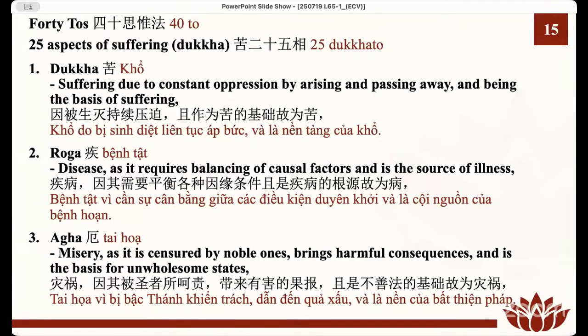Another one is agha. Misery, as it is condemned by noble ones, brings harmful consequences and is the basis for unwholesome states. Okay, this is also one other thing. Based on this body, we have many wholesome states. We also accumulate many good things. We also accumulate many bad things. So mostly the mind delights in evil. Okay, if we say it another way, we will do more evil than wholesome. That's why the result will be very harmful. That's why this body brings harmful consequences. This is called agha.